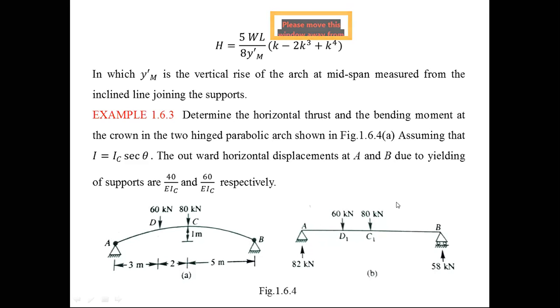Next, consider the portion D1 C1. Consider x from the left support. You can consider x distance from the left support. Then what is the moment equation? 82x minus 60 into (x minus 3).